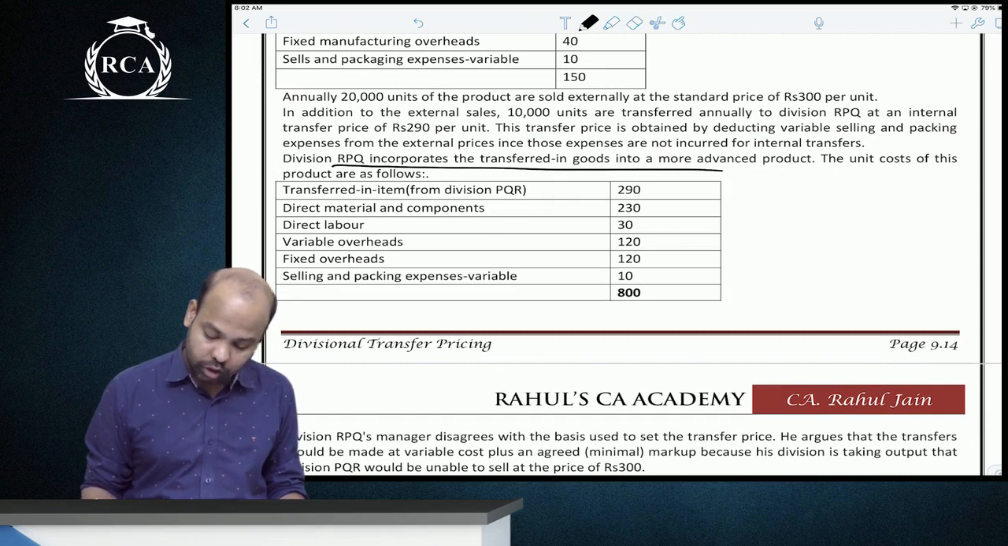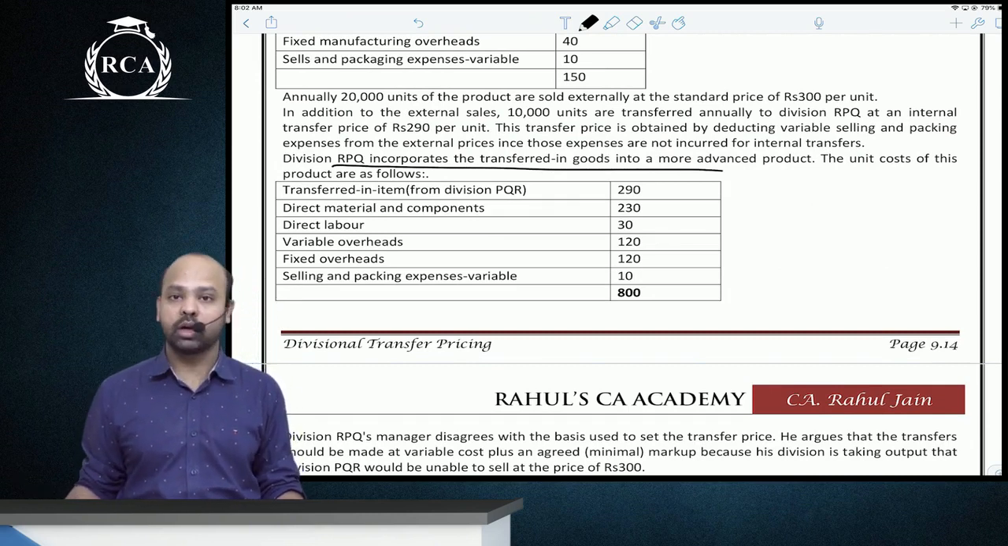Division RPQ incorporates the transferred goods into a more advanced product.